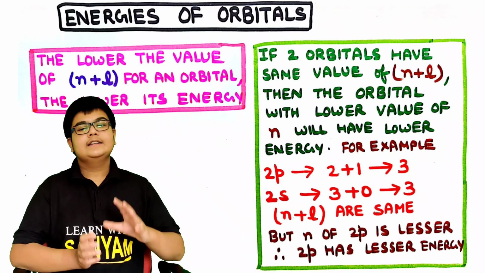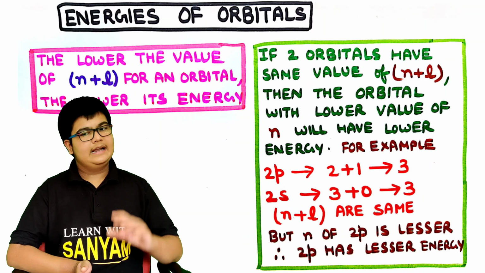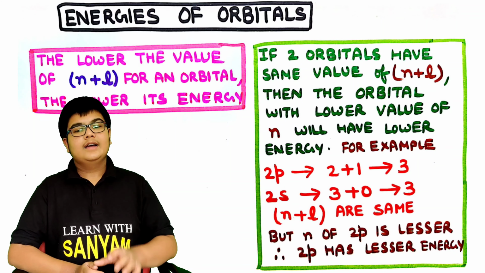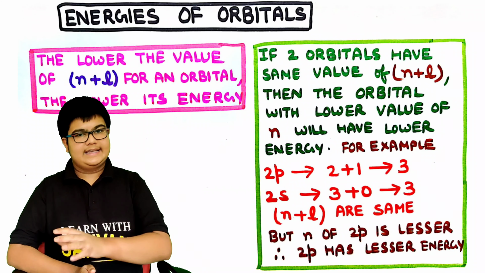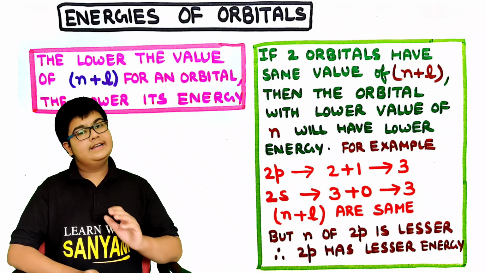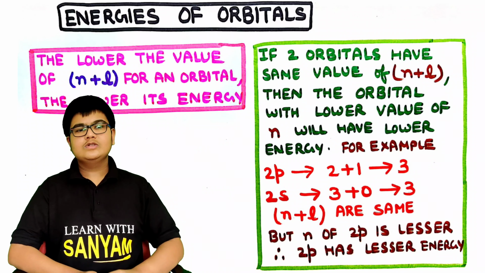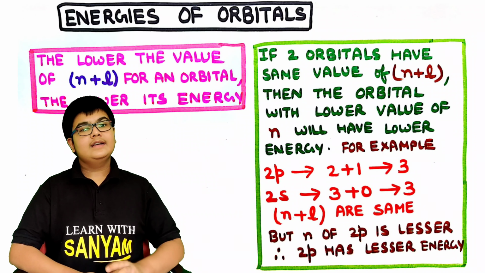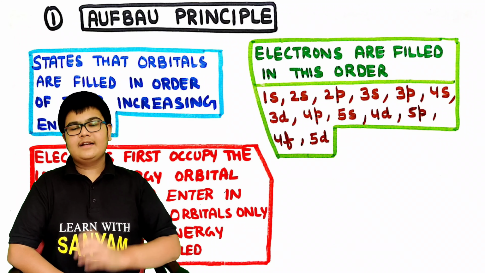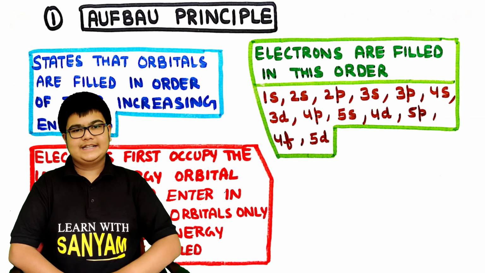In such a case, the orbital with the lower value of n will have lower energy and will be filled first. Here you can see that 2p has a lower value of n than 3s. So 2p will have lesser energy and will be filled first. Both of these rules are important for determining the energies of orbitals. By applying the n plus L rule, we can find out the energy order of all the orbitals.